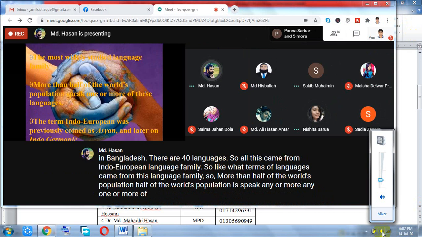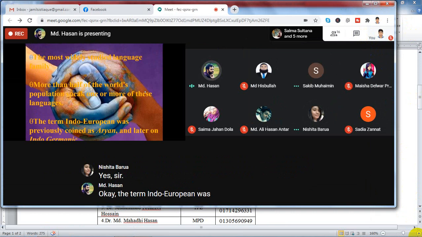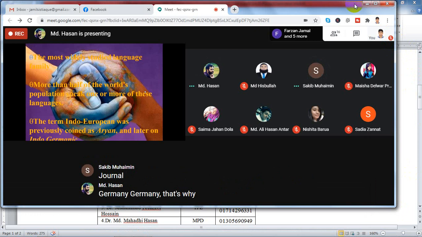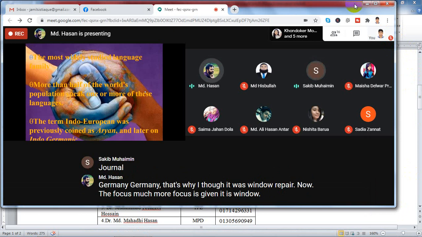The term Indo-European was previously coined as Aryan and later on Indo-Germanic. Later on, it was named Indo-Germanic because the place of this family is mainly Germany. That's why, though it was Indo-European, much more focus is given now to Indo-German. Okay, thank you.